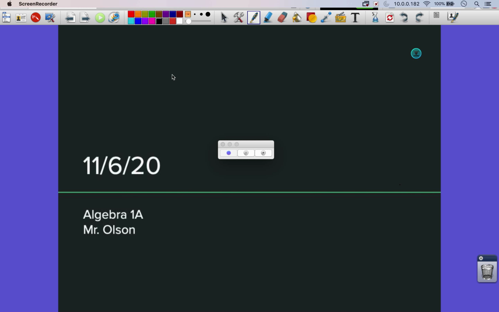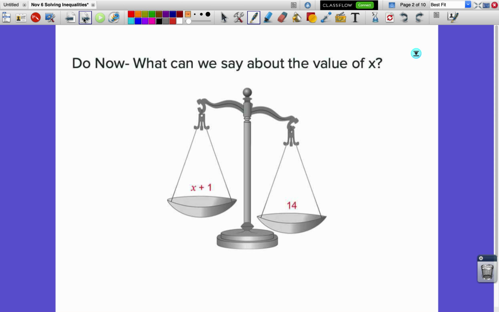This is going to be our lecture video for November 6th. Get out your notes and go ahead and sketch a scale that looks like this. And we're going to see what can we say about the value of x.